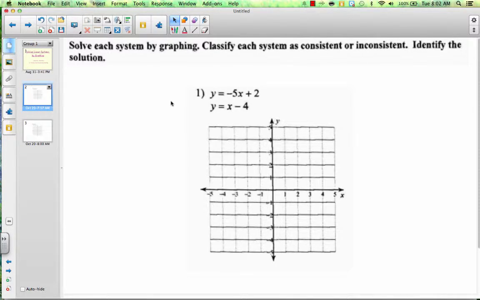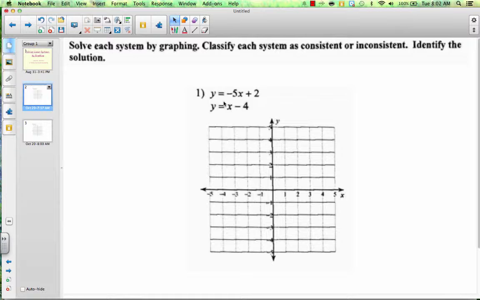Number 1 says solve each system by graphing. Classify each system as consistent or inconsistent, and then identify the solution. So, as we talked about in class, a system of linear equations is two or more linear equations together that have three possibilities. They either have one solution, no solution, or infinitely many solutions. So let's go ahead and check out problem number 1.